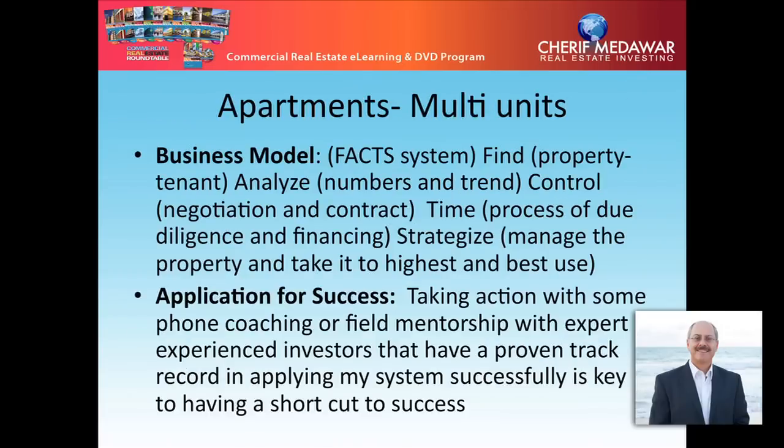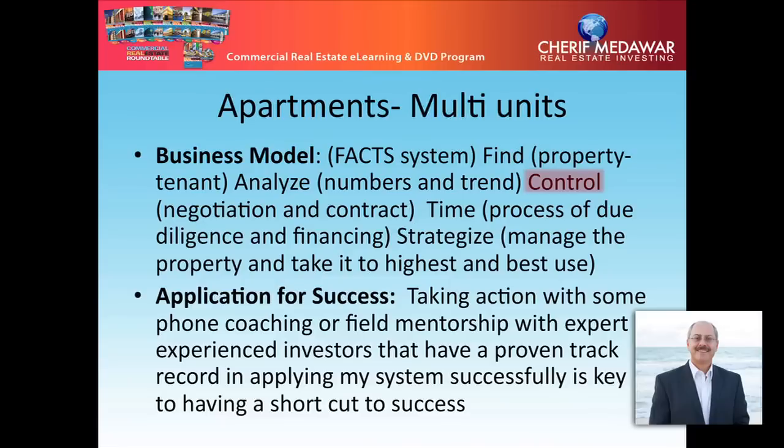So the business model we're going to follow is the FACT system. The FACT system, the F is to find the property. You want to find a great deal, and you want to find some terrific tenants. You also want to analyze, so the A is to analyze the numbers of the property. So what is the cash flow, what is the potential, etc., and the trend in the area, and what's driving that trend. And the C is to control.